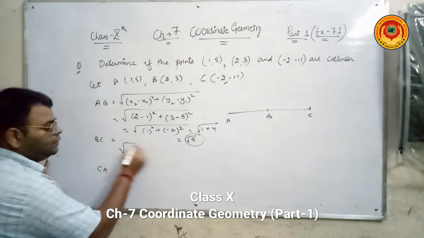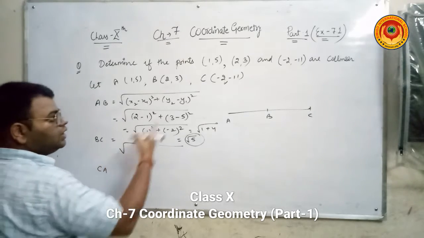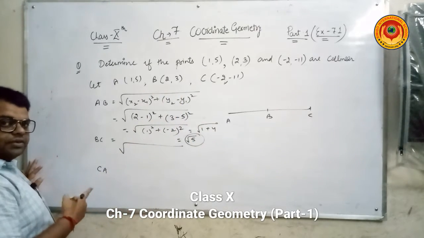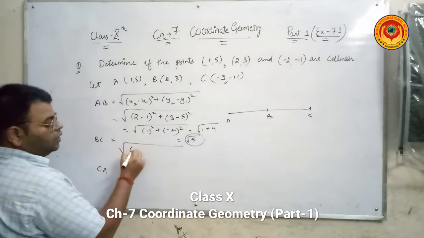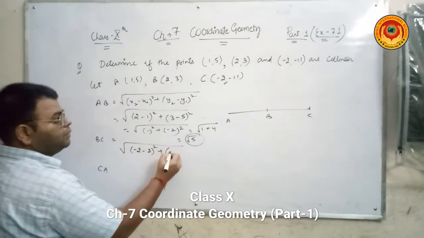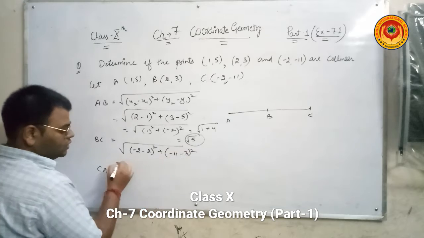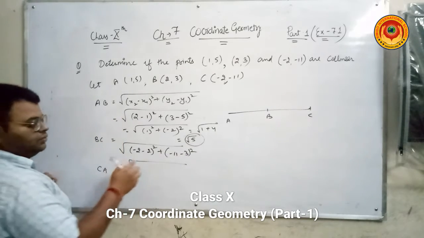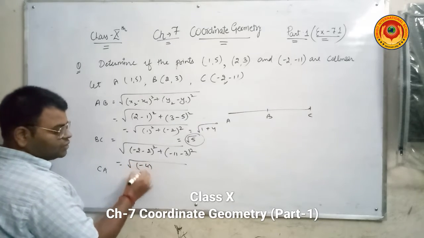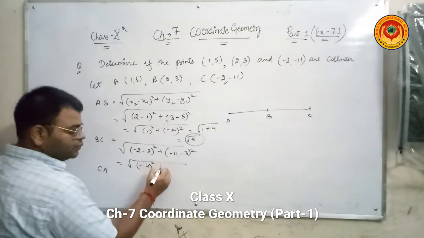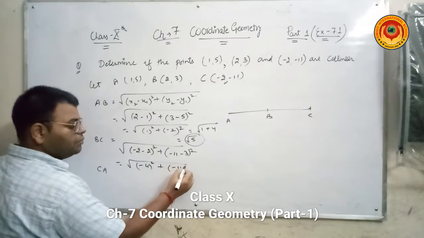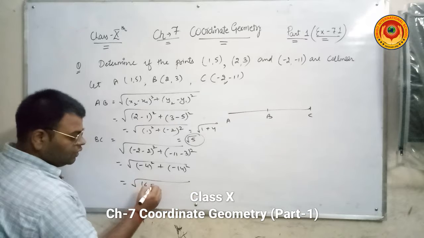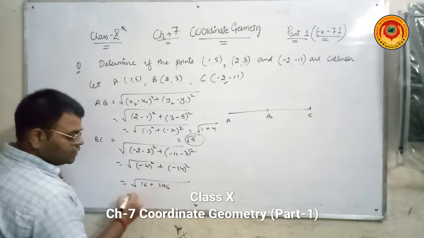Now find BC. Again, this one, BC: subtract the coordinates of B from C. So minus 2 minus 2 whole square plus minus 11 minus 3 whole square. If you wish, you can repeat the formula, otherwise no need. Minus 2 minus 2, that becomes minus 4, and minus 11 minus 3, minus 14. What does it become? Minus 4 square is 16, 14 square is 196.